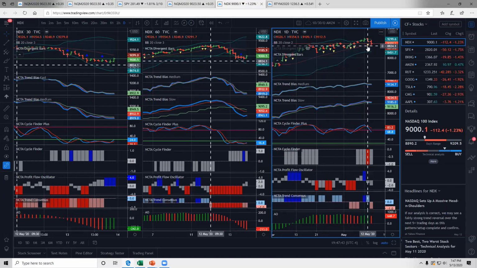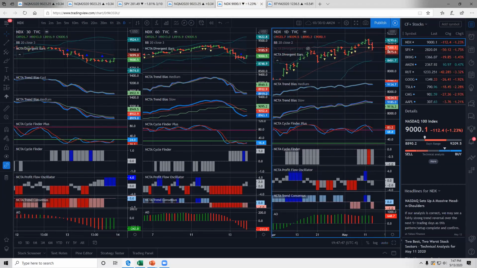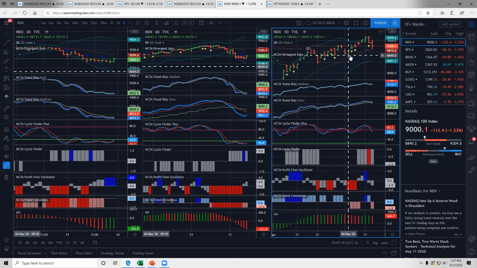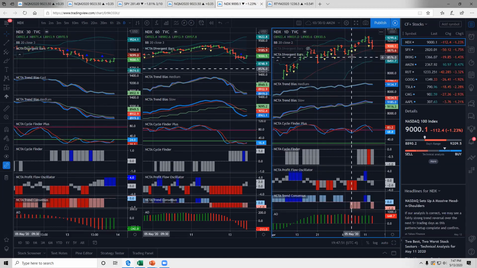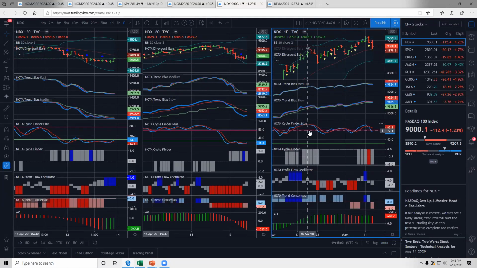And Robert, having them on your chart just makes it so much easier to visually spot them easily. And when you see them print, and particularly when there's an alignment with a Cycle Finder Plus, it can be an excellent, excellent signal. Now, Cycle Finder Plus all by itself is a great signal, but when you pair it with a divergent bar, it's a pretty strong signal.